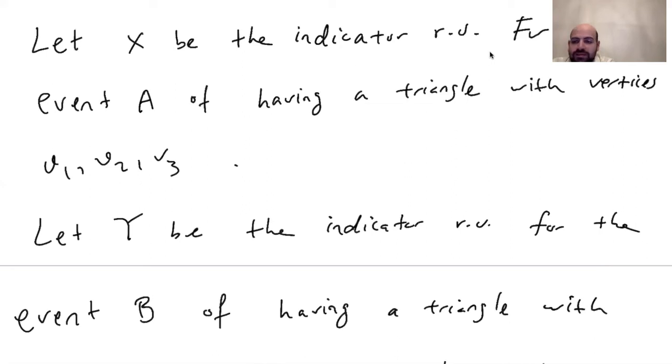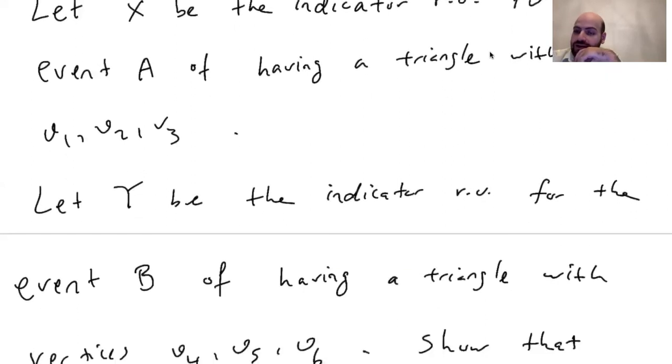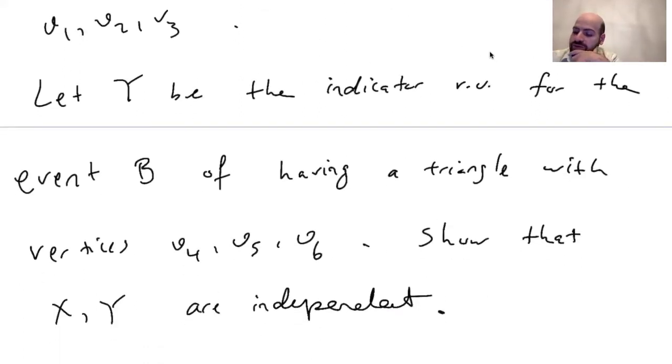Okay, so we have two events A and B and their corresponding random variables, capital X and capital Y. Now, these events correspond to having a triangle with vertices. Both of them correspond to having a triangle, the first one with vertices V1, V2, V3, and the second one with vertices V4, V5, V6. So the vertices of these triangles are disjoint, and that's why they are going to be independent.